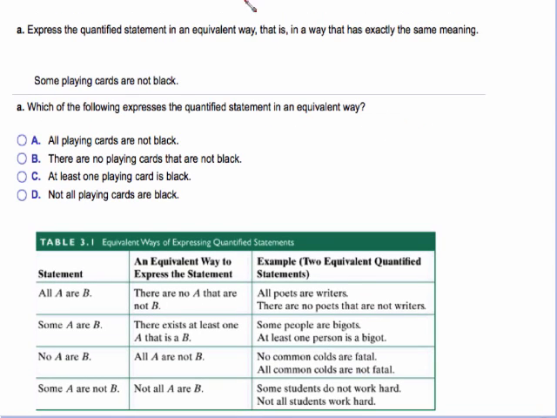As you do the examples, I think you'll be okay. So this says some playing cards are not black. Some playing cards are not black. What you want to do is look in your chart down here to find anything that works.